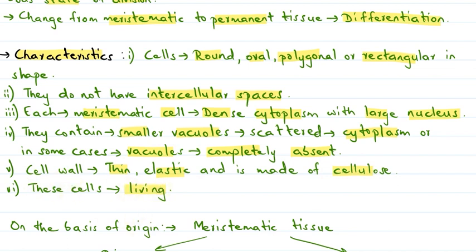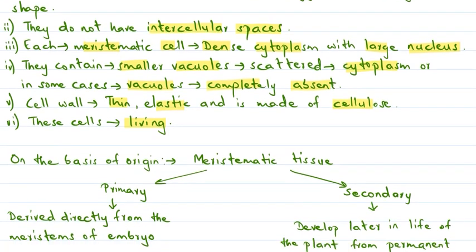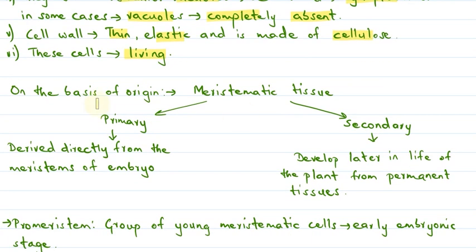Okay. Then we talked about the various ways of classifying meristematic tissues. First we saw the classification based on their origin. Based on their origin, the meristematic tissues are of two types: the primary meristematic tissue and the secondary meristematic tissues. What are primary meristematic tissues? These are tissues derived directly from the meristems of the embryo. The secondary meristematic tissues are those that develop later in the life of the plant from the permanent tissues.